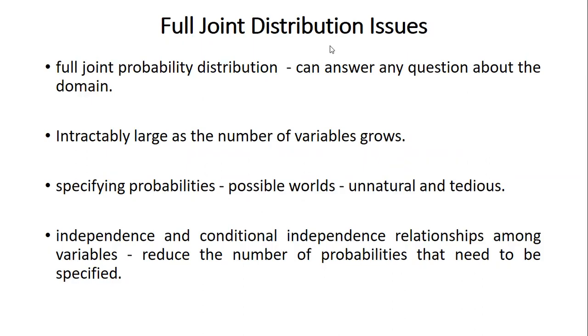If you want to find the full joint distribution for a list of random variables, then as the number of random variables grows, the table will become very large, and we have to specify probabilities for all possible worlds. As the table becomes large, there will be different combinations of probabilities we have to identify and specify. Basically, this is an unnatural and tedious task.